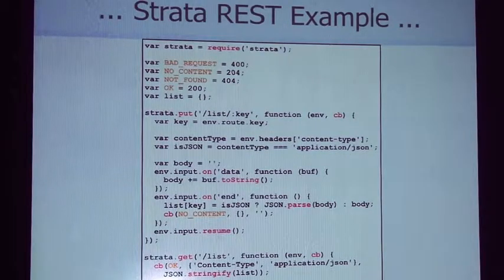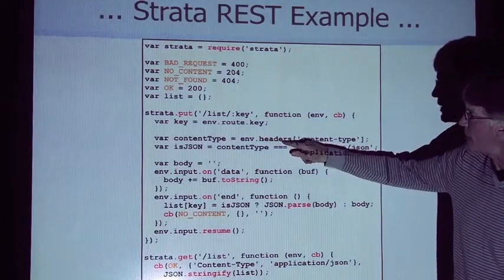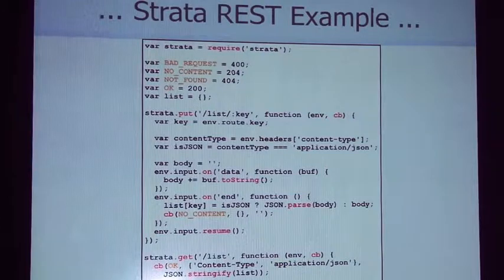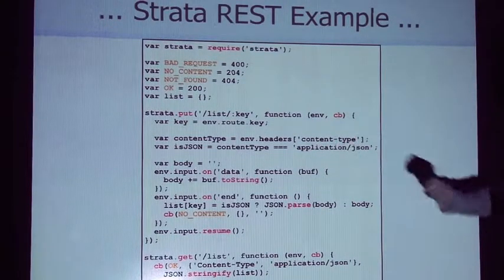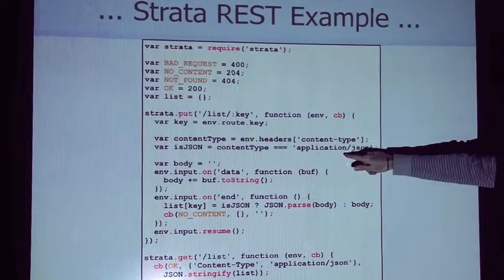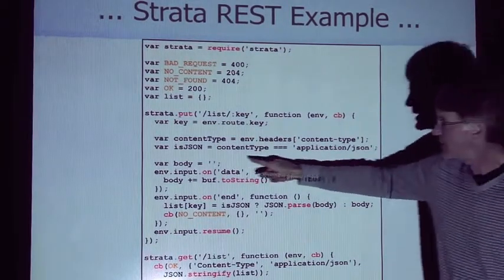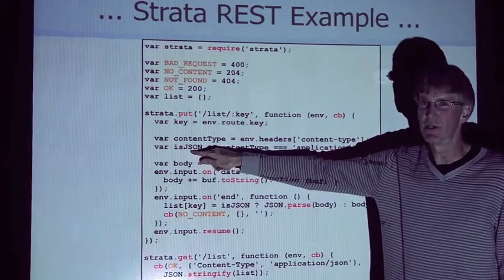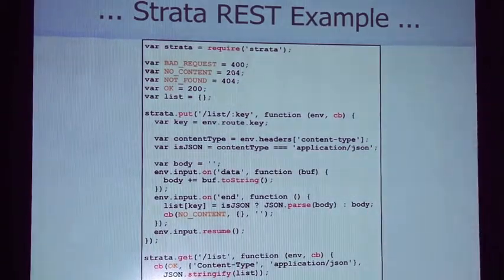Next thing I want to know is what kind of data did you give me? So I'm going to the headers that are stored in that environment object, and I'm asking for the content type. One thing to notice here is that Strata likes to make all of the header names be lowercase. So it doesn't matter what it really was, it's going to lowercase it. And so you have to know that when you're asking for them. So if it was application JSON, then this is going to be true. Otherwise, it will be false, and I'm going to assume it was plain text.